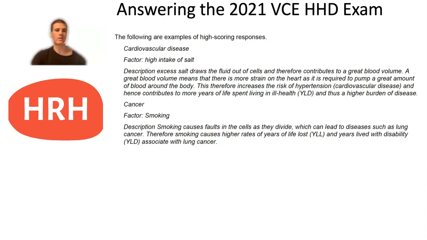Then for cancer, they chose smoking and talked about how it can cause faults in the cells as they divide, which can lead to diseases such as lung cancer, and therefore that can contribute to higher rates of years of life lost due to premature death due to cancer, and years lived with disability or YLDs associated with lung cancer. So you can see there linking into YLLs and YLDs, and then linking into things like burden of disease, was important to achieve a high scoring response for that question.